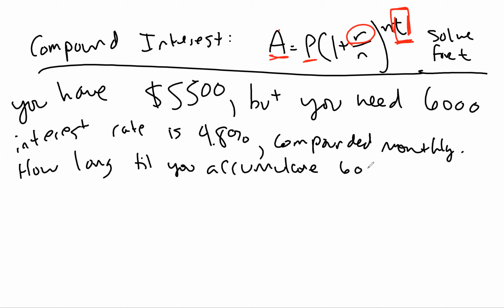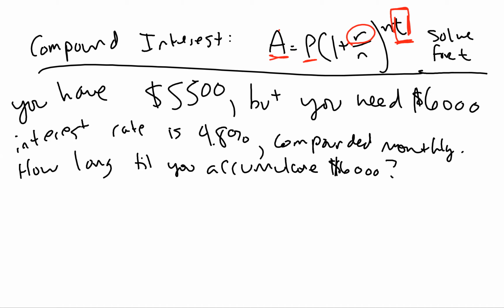Okay, so I'll give you a second to write it all out. You have $5,500 right now. Let's just put a dollar sign right there. But for some reason, you need a little more money. So what you're going to do is take your money to the bank and put it in an account. The interest rate is 4.8%, compounded monthly. My question to you: how long is this going to take for you to get that $6,000? So before we do anything, what we need is to list out everything that we know from our problem so that we know exactly what it is that we're trying to find.